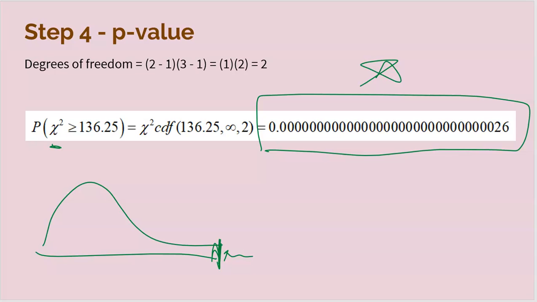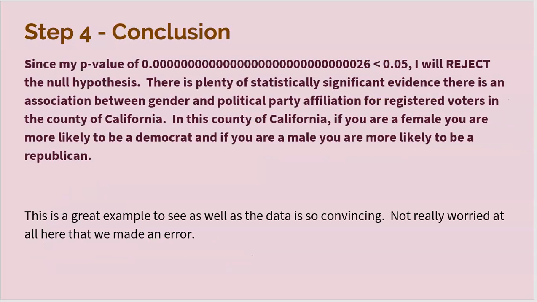What seemed impossible did occur. That's what tells me that, guess what? There is an association. So I'm going to go ahead and say that since my p-value is well less than 0.05, I will reject the null hypothesis. There is plenty of statistically significant evidence that there is an association between gender and political party affiliation for registered voters in the county of California. Notice how specific I am in being in this context and this conclusion. Please make sure you do that on the test.